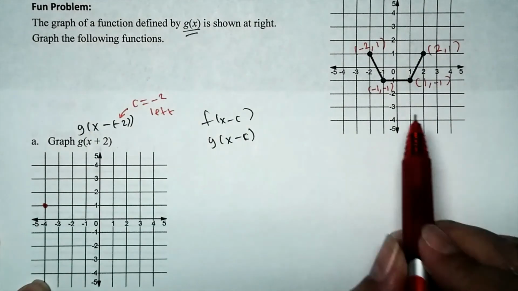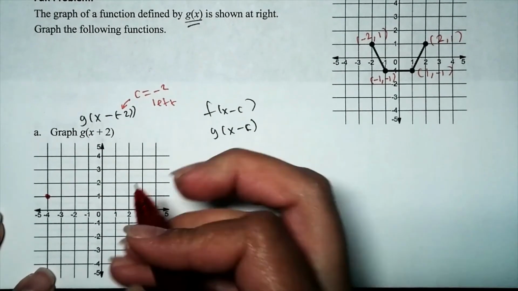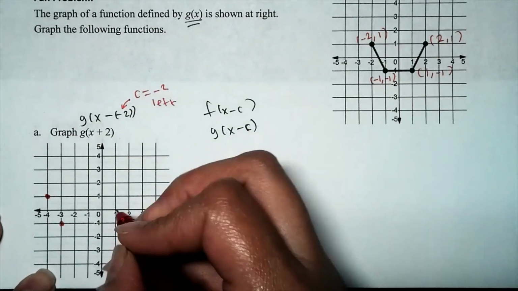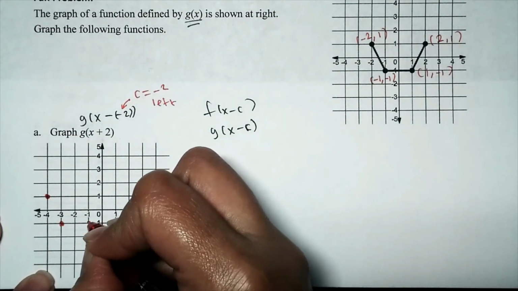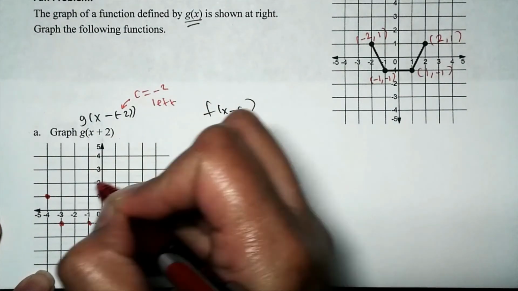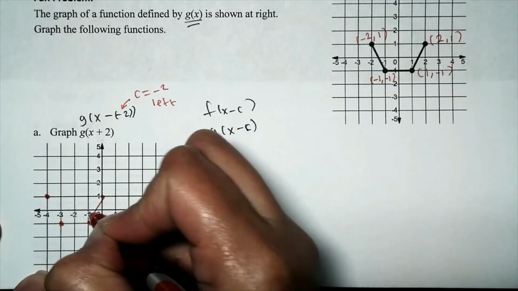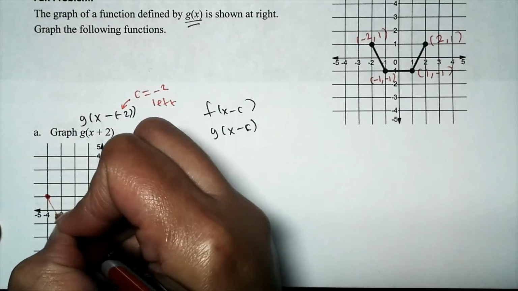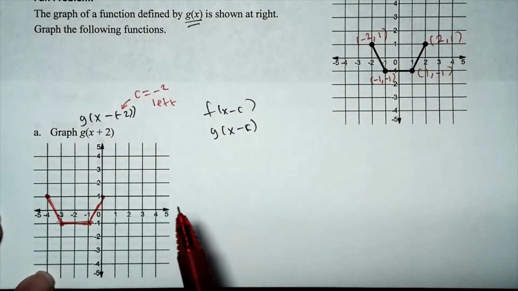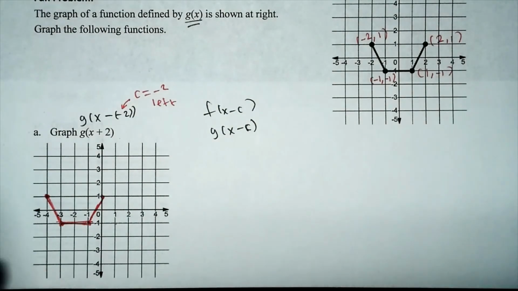So we're at negative 2, 1. Let me go ahead and locate that. And we said that the command is that we're going to go to the left. So hopefully I know how to count. The next one is negative 1, negative 1, and we're going to go to the left. 1, negative 1, go to the left. 2, 1, so we go to the left. Okay, and then we just connect our points.